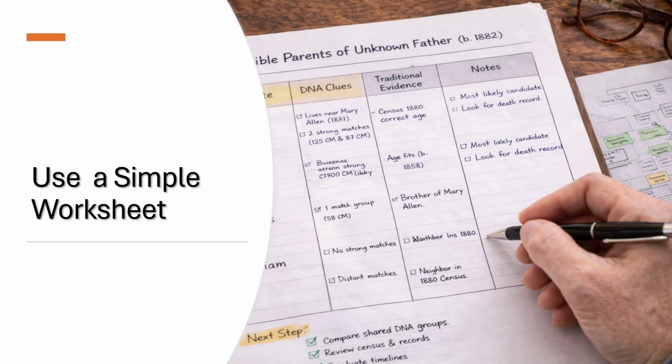To help make this process easier, I created a simple DNA proof argument worksheet. It walks you step by step through everything we've just covered. You can use it to define your question, track your DNA matches, build your candidate list, and write your conclusion. Having something like this in front of you helps you stay focused and organized, especially when things start to feel complicated.